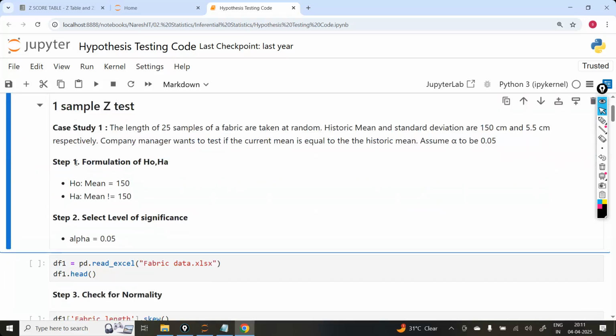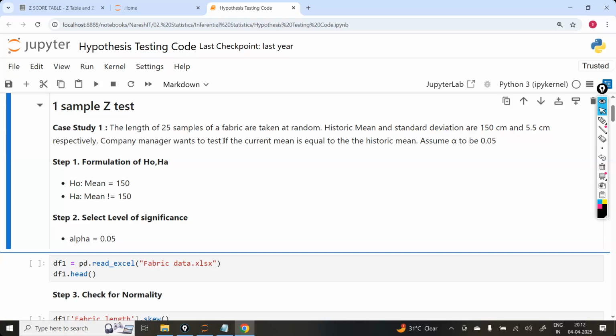Now, test question number 1. The length of 25 samples of fabric are taken at random. Fabric data. And the historic mean and standard deviation are 150 and 5.5. Historic means population, not for your 25 samples. Historic means from so many years or so many days onwards, they are maintaining the mean as 150 and standard deviation as 5.5.